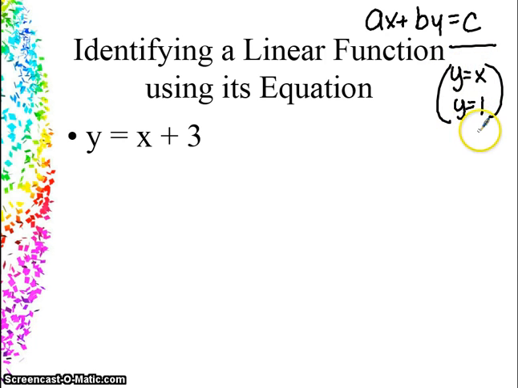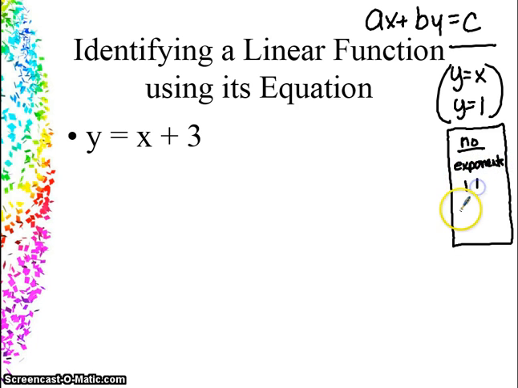We can also look at our no list. We know we can have no exponents, no absolute values, no square roots, no x or y together or in the denominator. Now, go through our list. Are there any exponents in this? No. Any absolute values? No. Any square roots? No. Any division of the variables? No.